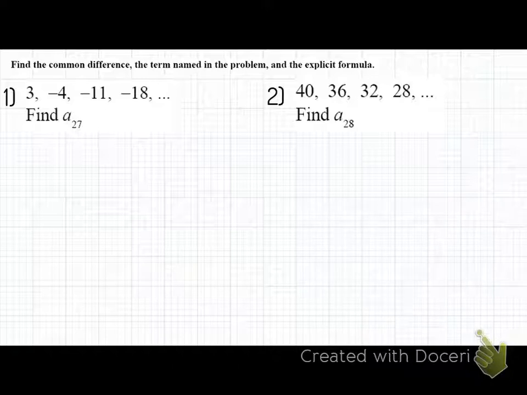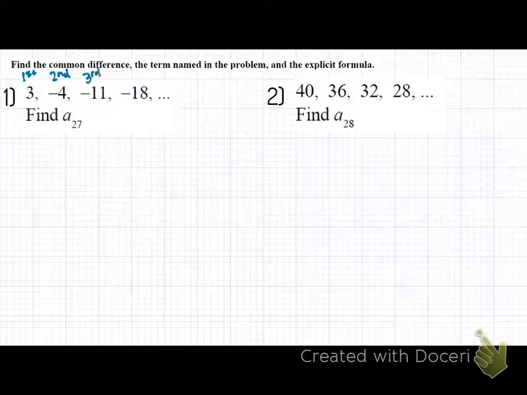What's the common difference? Negative 7. 3 minus 7 is negative 4. Negative 4 minus 7 is negative 11. Negative 11 minus 7 is negative 18. Is it arithmetic? Yes. Good, so the common difference here is negative 7, right?